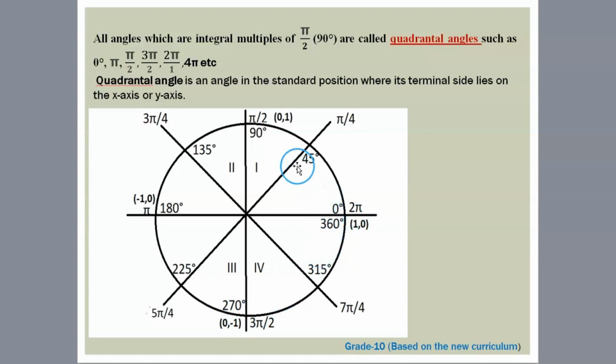The other one, in the first quadrant: as we see here, this is the positive x-axis and this is the positive y-axis. So in the first quadrant, for any point or any angle, the terminal point where it lies, x and y, are always x positive and y positive. In the second quadrant, as we see here, x is negative and y is positive. In the third quadrant, both x and y are negative here.